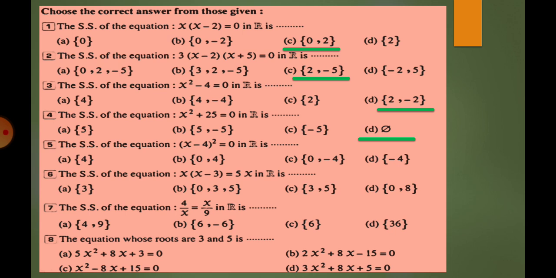(x − 4)² = 0. (x − 4)² is (x − 4)(x − 4). So the solution set is {4}.